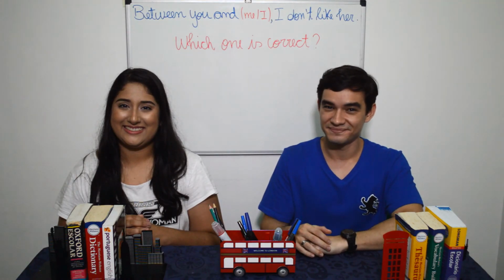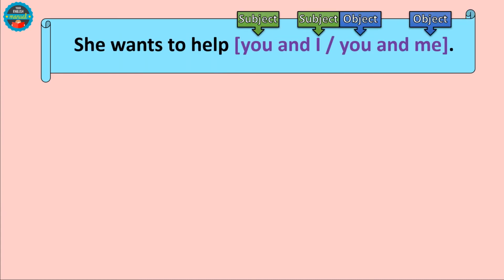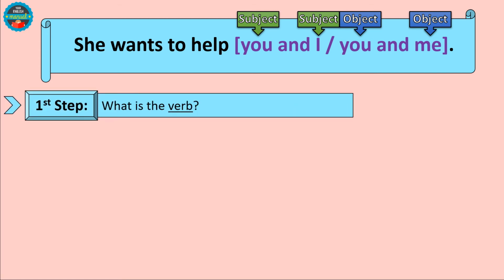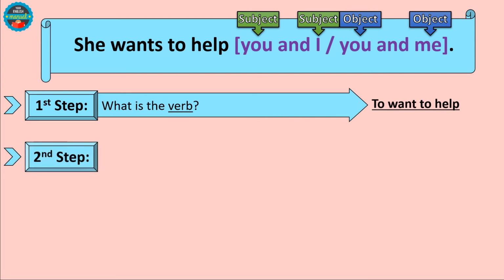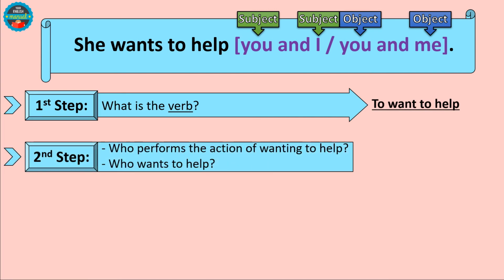Another example. She wants to help you and I, or she wants to help you and me. First step. What's the verb? To want to help. Second step. Who performs the action of wanting to help, or who wants to help? Answer, she. So she is the subject.